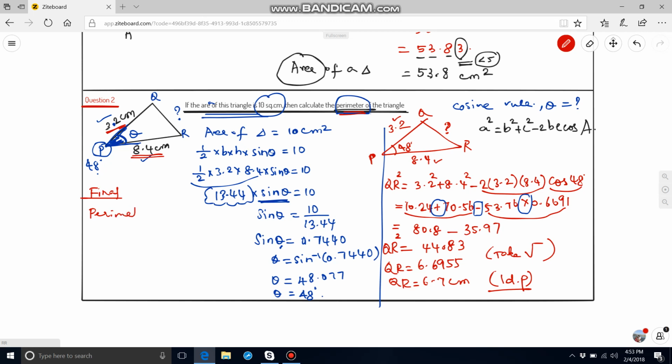Perimeter of the triangle means we have to add up all the three sides: side 1 PQ, side 2 QR, side 3 RP. The other two sides are already given. PQ is 3.2, and now we know QR is 6.7. We can replace them here, and the RP value is given as 8.4. By adding all these three numbers, we get 18.3, and the unit is centimeter. This is the required perimeter of the given triangle.